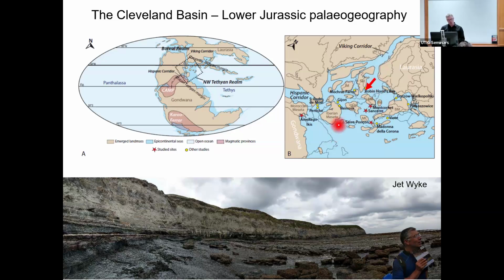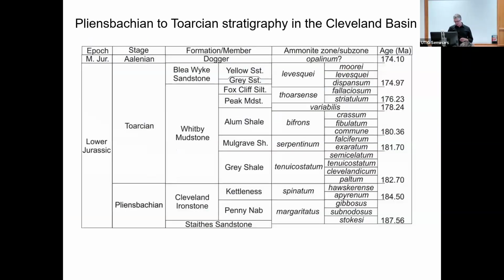So the point here is that these small islands in the northwest Tethys were often not linked to the open ocean, particularly to the Tethys in the south, and that allowed them to become more stratified and less connected to the open oceans in the early part of the Jurassic time period. So anyway, I'm going to talk now about the Cleveland Basin in more detail.